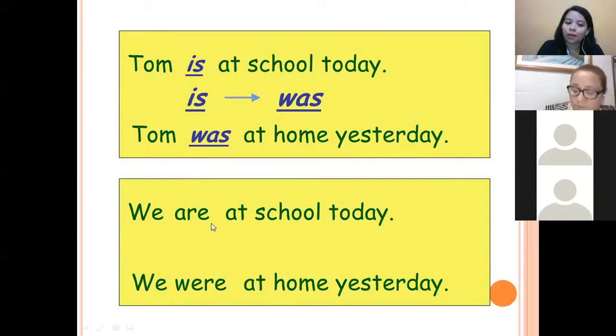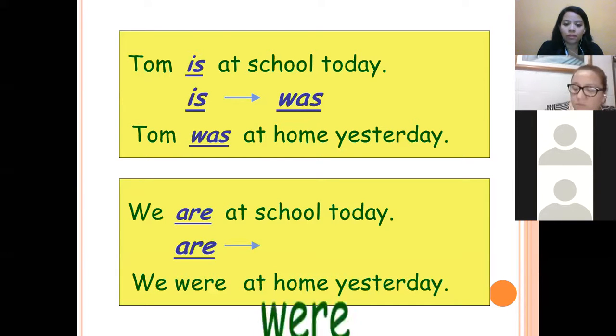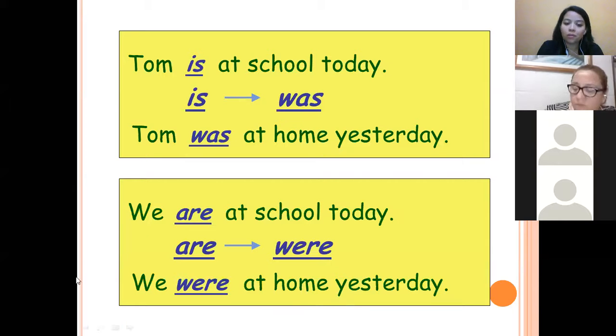And we have the plural one too. For we, normally we have "are". We are at school today. But if we make the change from present to past, take a look. "Are" becomes "were": we were at home yesterday, okay?